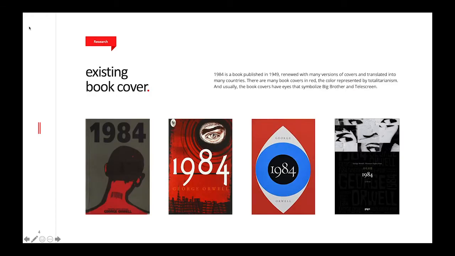Before designing, I did some research. I researched the book covers that already exist. It wasn't that difficult. This book is old, so there are many different versions out there. As you can see, they use a lot of eyes, which is a symbol of Big Brother, and red or dark colors because they match the dark theme of 1984. So I used this color and eye symbol in my design too.